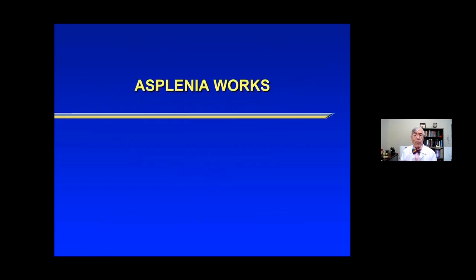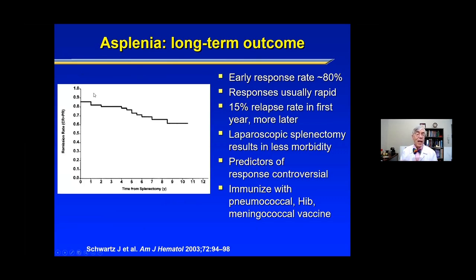So the first message I have for you, I'm going to give with one hand and take it away, is that asplenia, taking your spleen out, works. 85% of patients respond to it if it's done in the first 3 months, and that response lasts for about 10 years. It's important to note that a third of these patients would have responded had you just waited 6 to 12 months, but this is the data that exists.